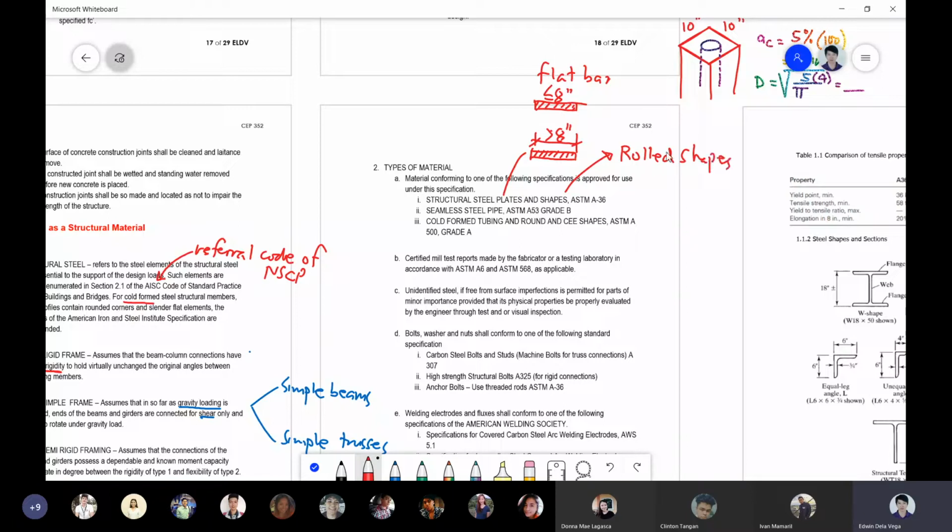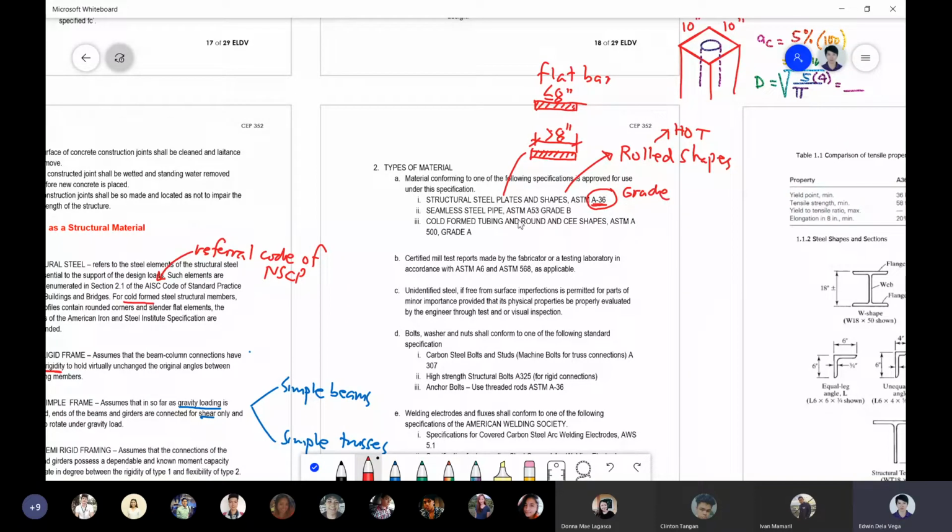Normally these are hot rolled. Okay. They are manufactured by means of heating your steel material up to its melting temperature so that you can form it into shapes. Okay, so normally A36, this is the most common grade, you call this the grade of the material.